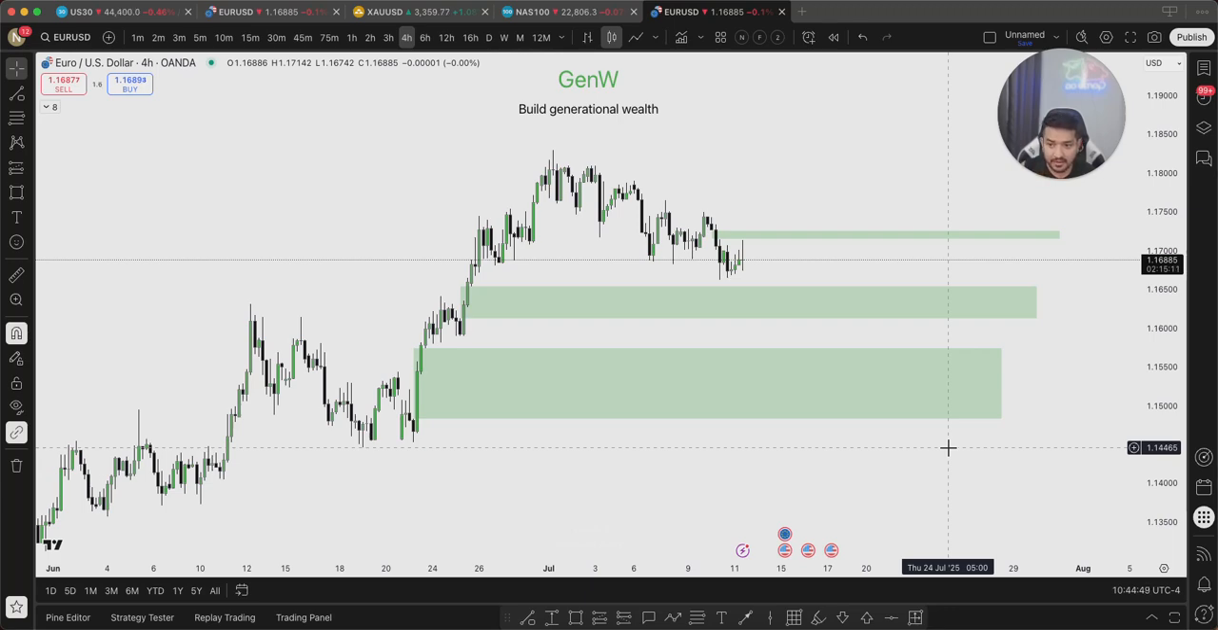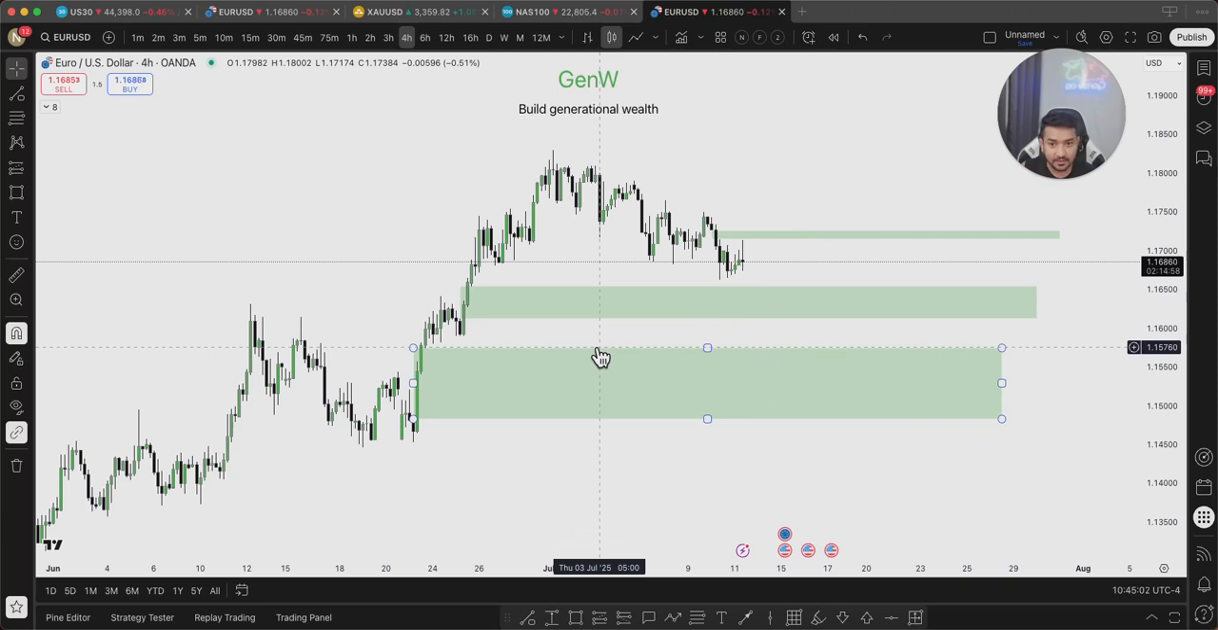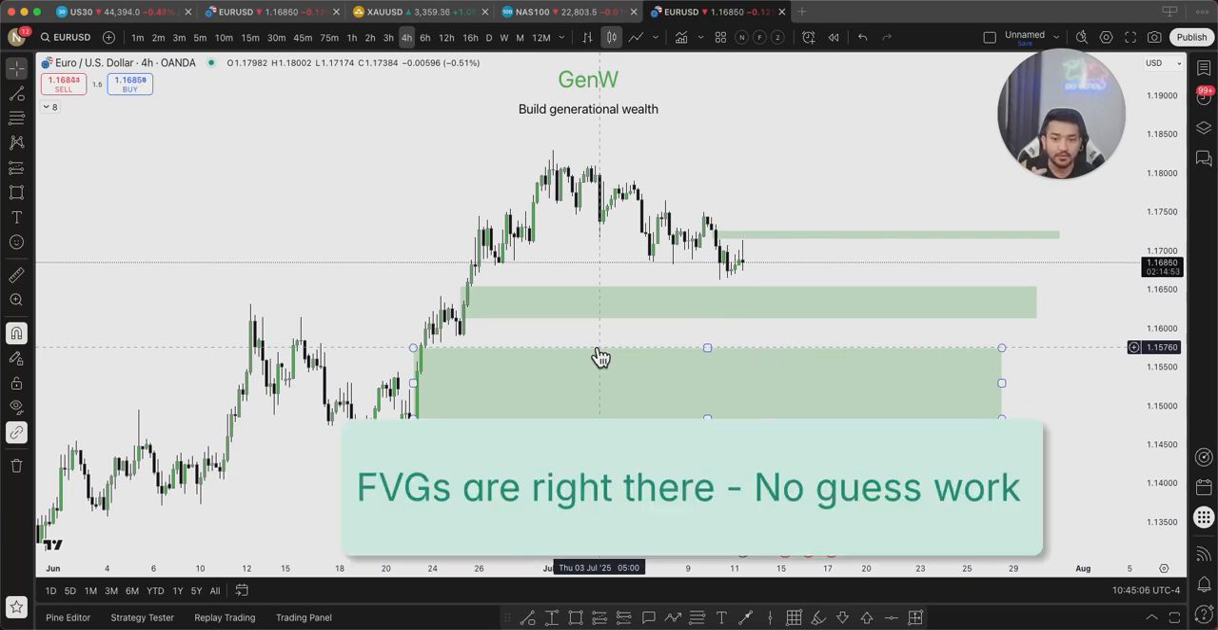Now, in contrast, FVGs are not guesswork, right? FVGs are right there. We see with our naked eyes, there are these FVGs, there are these imbalances, which we know that price, since it's an innocent algorithm that works on a fair value theory that matches bids and asks, price will always go towards the imbalance.